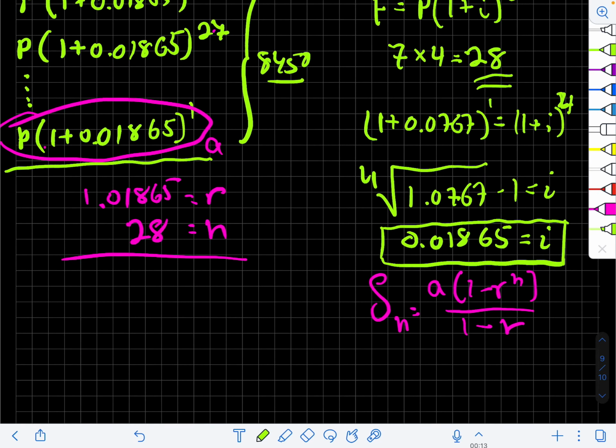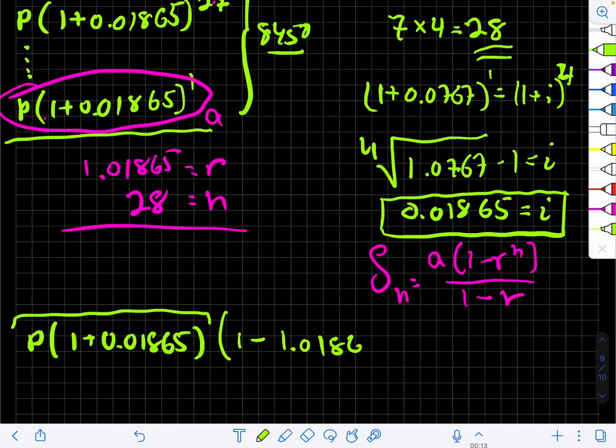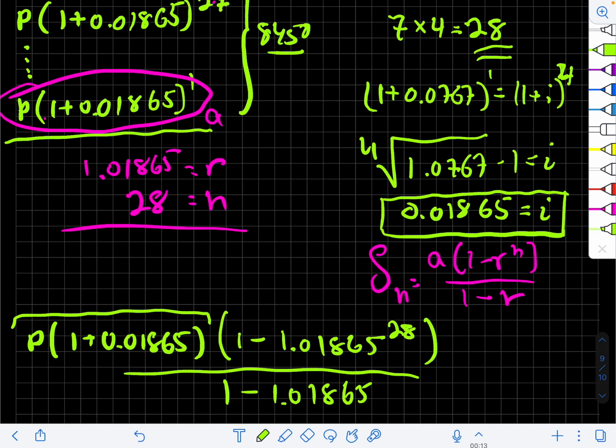We put it all into the formula. So we get P times 1 plus 0.01865, that's our a, multiplied by 1 minus the ratio, 1.01865, to the power of 28 because we have 28 terms, over 1 minus the ratio, and the ratio again is 1.01865, and this has to be equal to 8450.